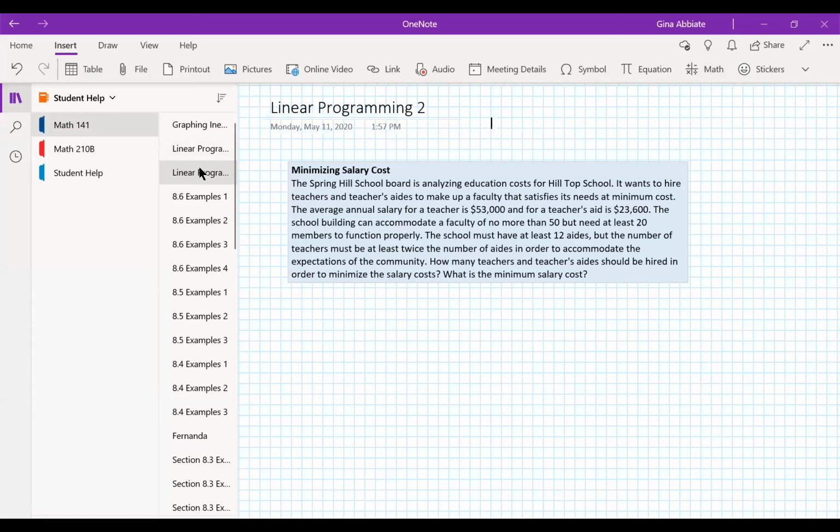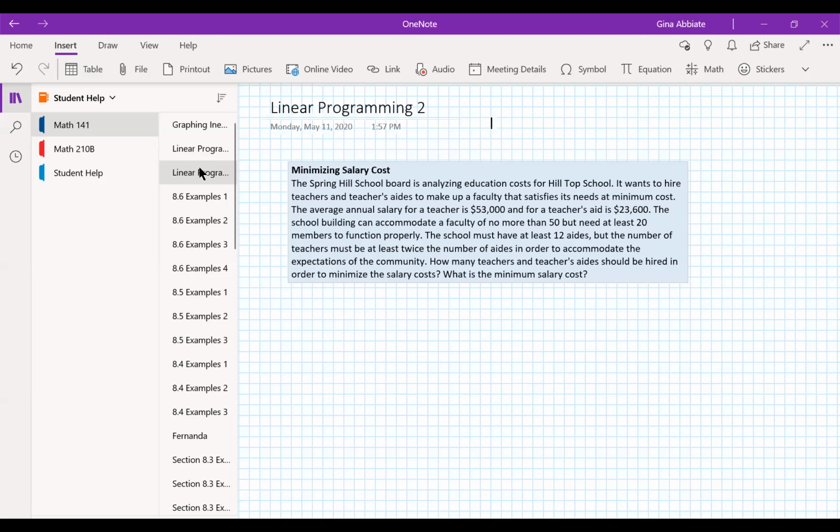They have some constraints here about the number of people that can be in the building. They can't have more than 50, but they have to have a minimum of 20. They have to have 12 aides, and the number of teachers must be twice the number of aides. So we're going to try to figure out the combination of teachers and teachers' aides to hire that will minimize the salary.